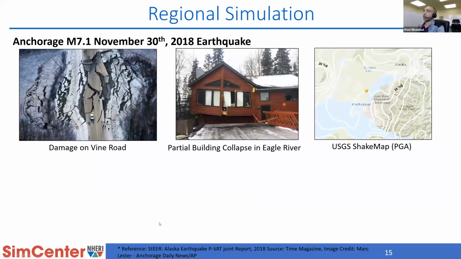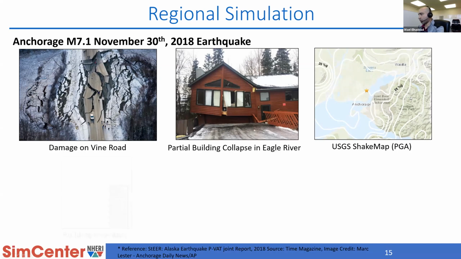So for the next demo, I'm going to show you guys an example of a regional simulation. It's one of the test beds we're working on in the SimCenter to do some regional hazard and loss assessment for the magnitude 7.1 Anchorage earthquake that happened on November 30th, 2018. And you guys might have seen some of these pictures before. This is the damage on Vine Road that was popular in the news. Some partial damage, partial collapse in the Eagle River community.